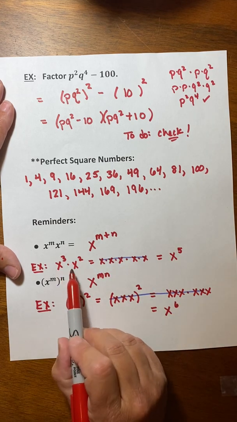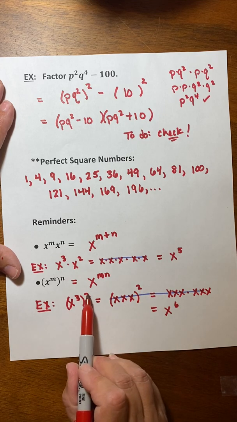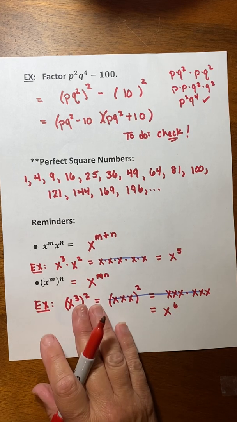So we want to skip these steps and trust the templates. x cubed times x squared, we would add the powers. x power to a power, we multiply the powers. So just some things to remember. All right, let's go back to our difference of squares and do a couple more problems.